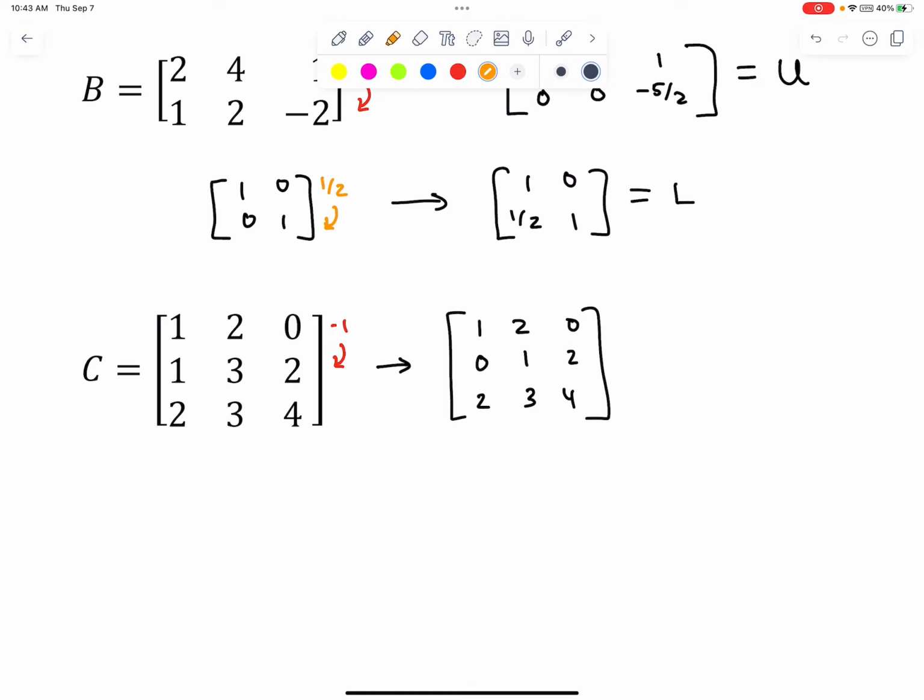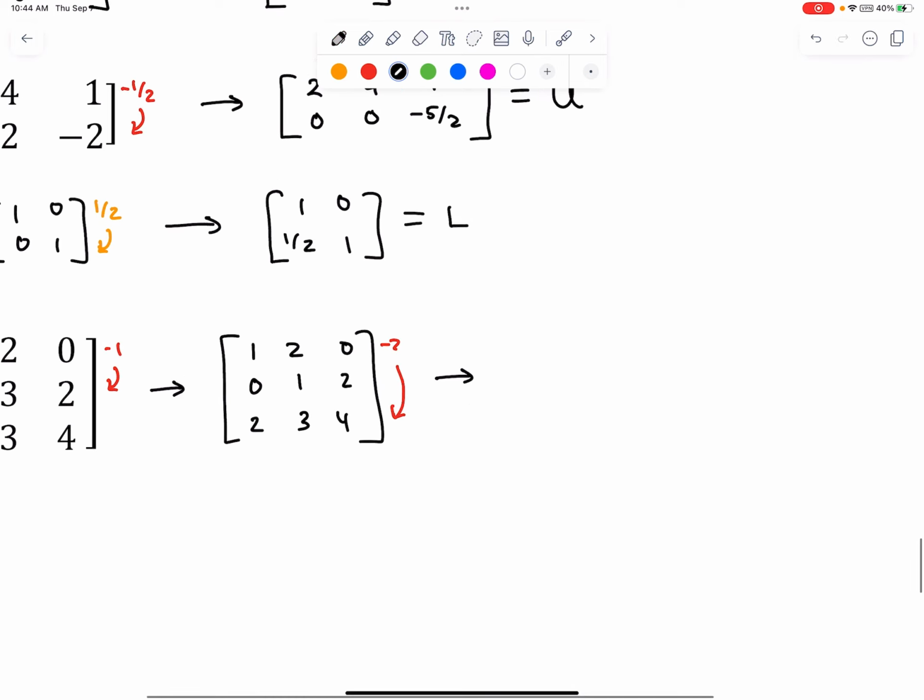And now I want to focus on this entry here. I want that to be a 0. So we're going to multiply the top row now by -2 and add that down to the third row. This will yield, top 2 rows will not change, but the third row will change. We'll have a 0 here. We have a -4 plus 3, that's a -1. And then a 0 plus 4 is 4.